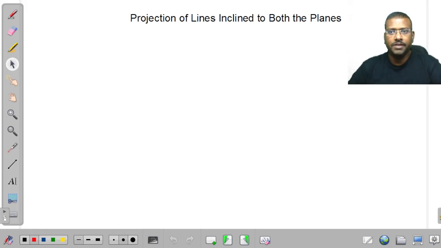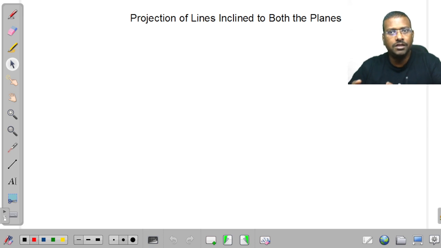Hi friends, in the last video we learned about a line inclined to both the planes. What are the base concepts we have to remember that we have already come across? From that video we have to know some terminology and some important points. Those things I will explain now.